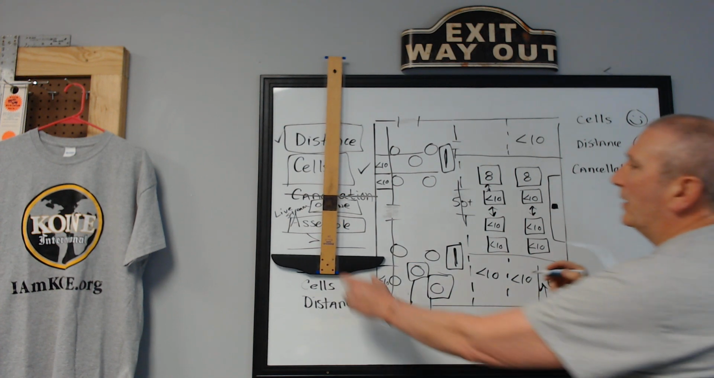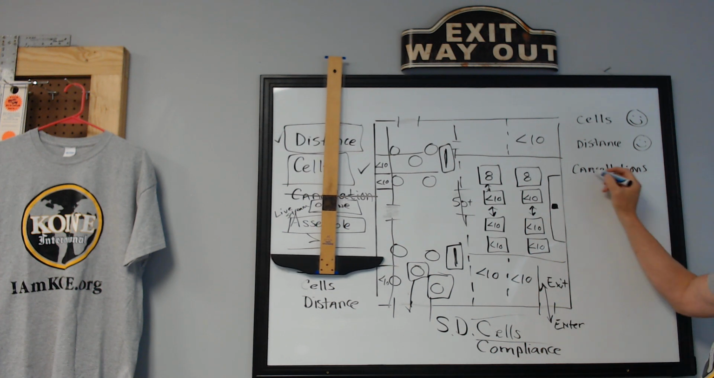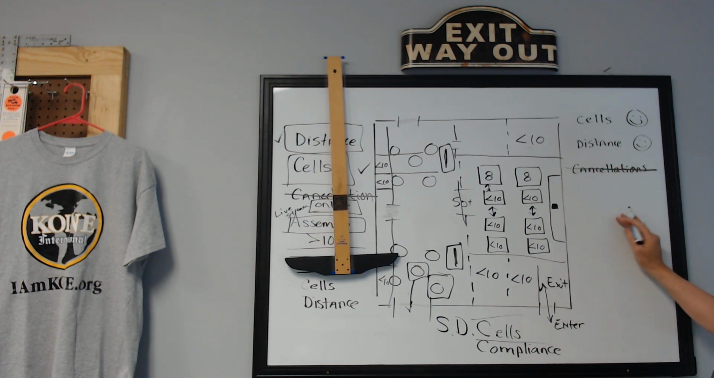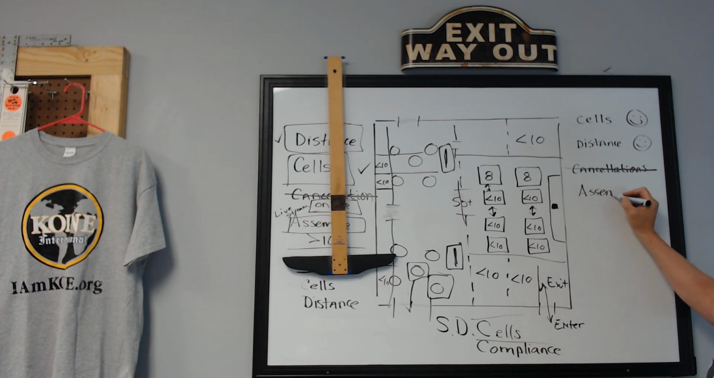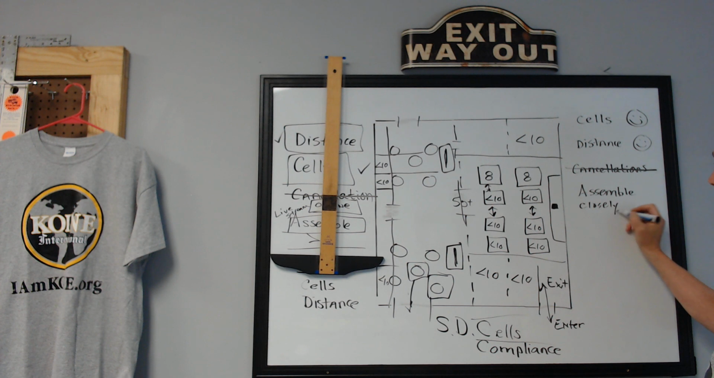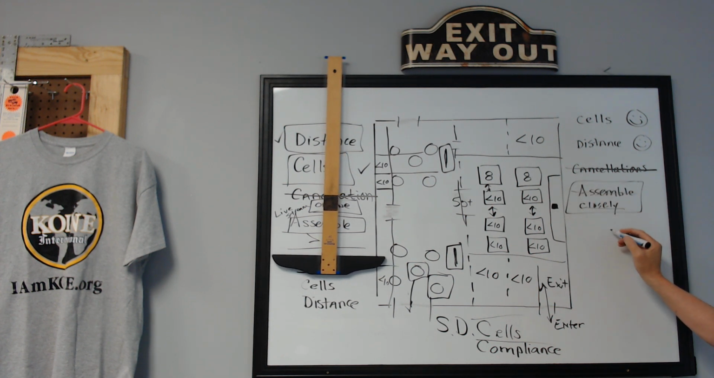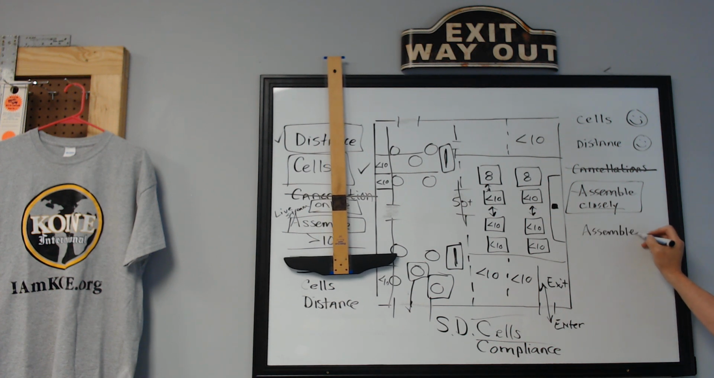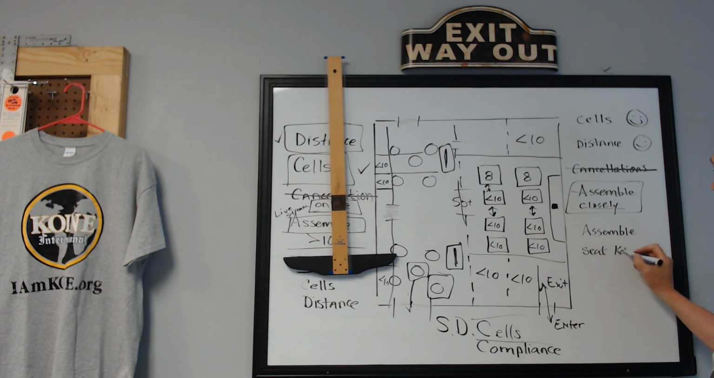Well, I don't know how to spell cancellation. I think it's two L's. But anyway, we can avoid that, so we don't have to do that. And then we don't have to assemble closely. There we go. So we can avoid this, so we can assemble and seat according to cells.